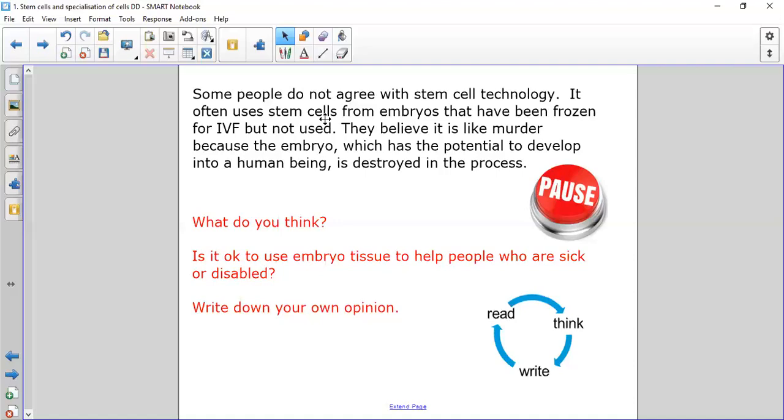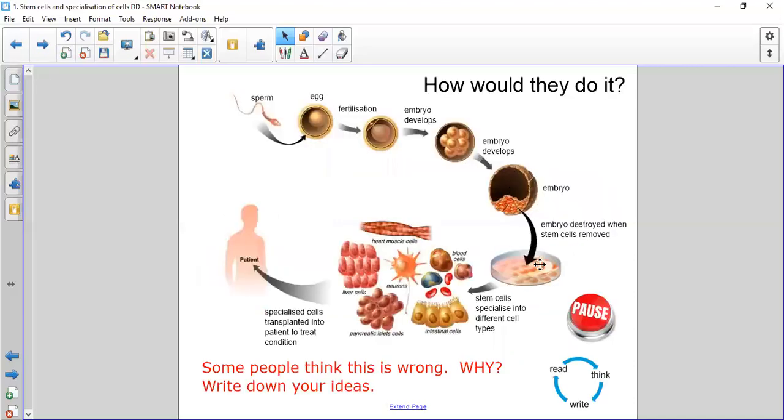Some people believe that if they use those embryos to get stem cells from, then it's like murder, because the embryo had the potential to develop into a human being. So at this point, when they take these stem cells from this embryo, that embryo is now going to die. There's no way that embryo can grow into a baby anymore. So some people think that doing that is murder.